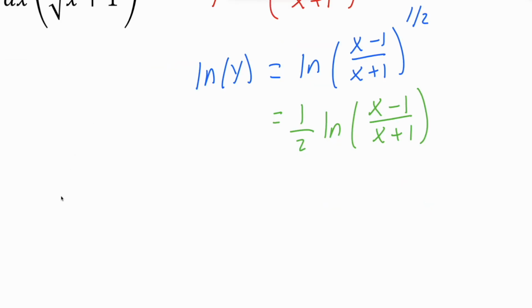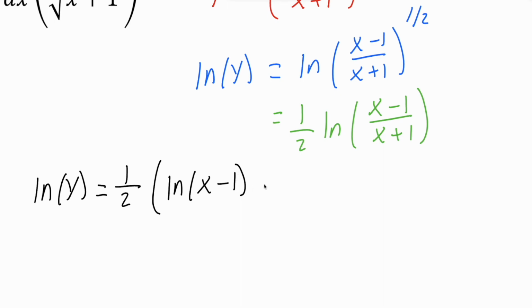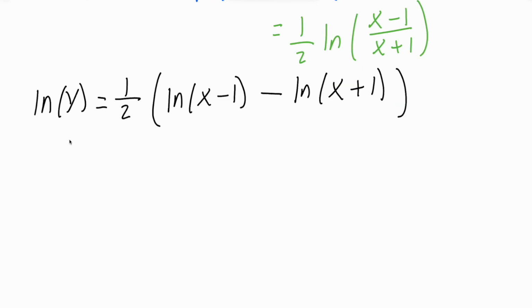Now still, we haven't taken any actual derivative, and we're going to use another logarithm property. We're going to use the quotient rule for logarithms. So we can say we have ln y is equal to 1/2 (ln(x minus 1) minus ln(x plus 1)). This part in black is the same as the part in green. And so now we can go ahead and take the derivative.